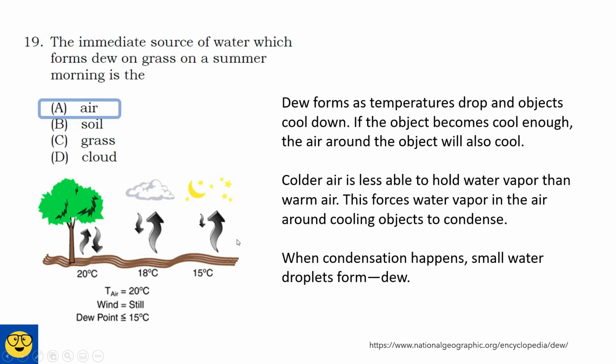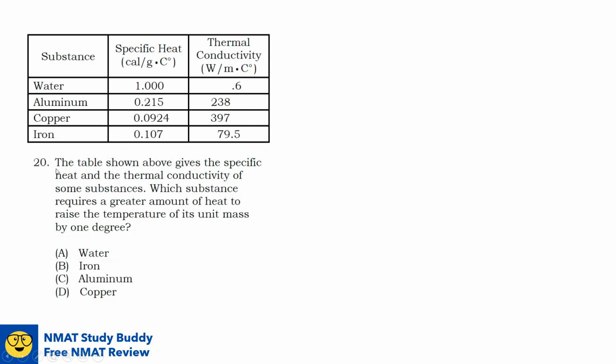Ayan. So, kapag sinabi palang condensation, yun yung phase change ng substance from gas to liquid. Ayan. When condensation happens, small water droplets form. So, yun na yung tinatawag na dew. Number 20, the table shown above gives the specific heat and the thermal conductivity of some substances. So, meron tayong water, aluminum, copper, and iron. Which substance requires a greater amount of heat to raise the temperature of its unit mass by 1 degree? So, ang correct answer dito is water.